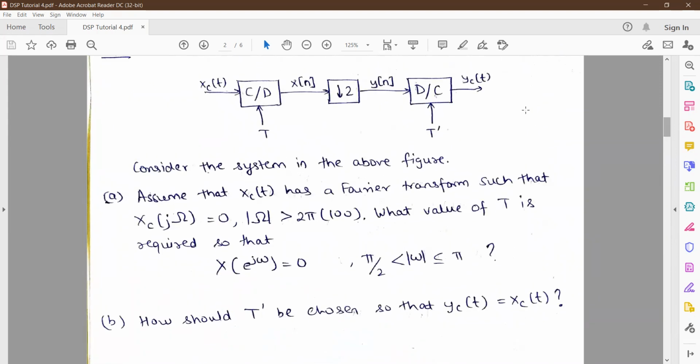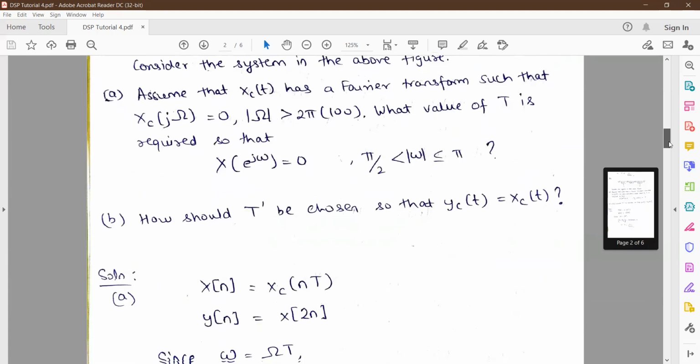In the second part, we have to find this T dash so that y c of t is equal to x c of t, or basically we have to find a T dash such that we can completely reconstruct the signal and the output signal is the same as the input signal, right? So that means that T dash has to compensate for the effect of this downsampling of 2.